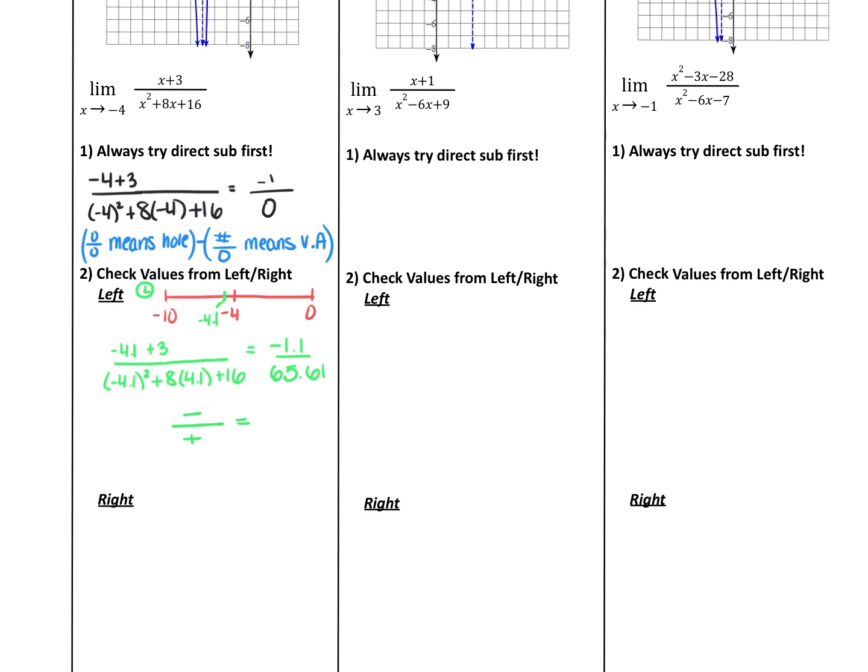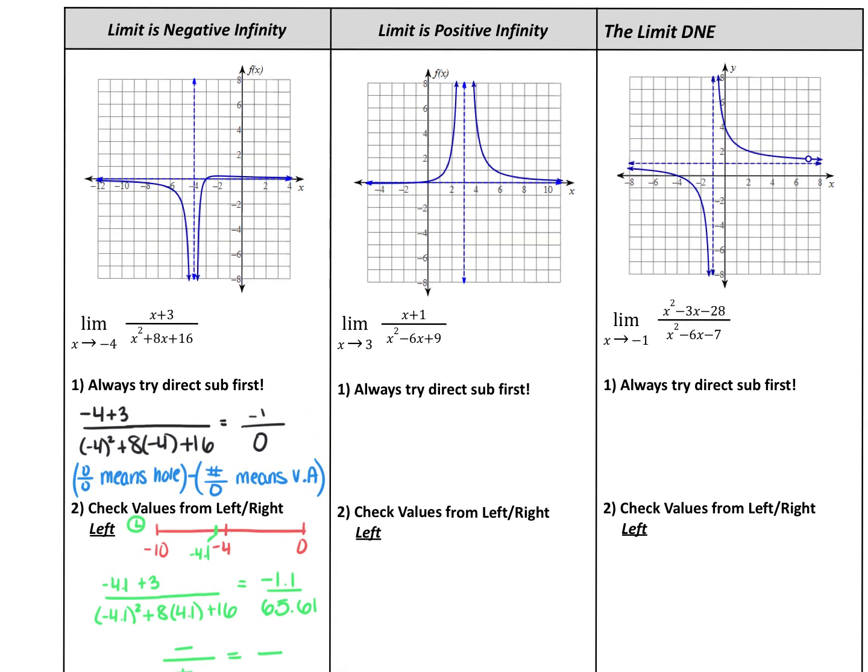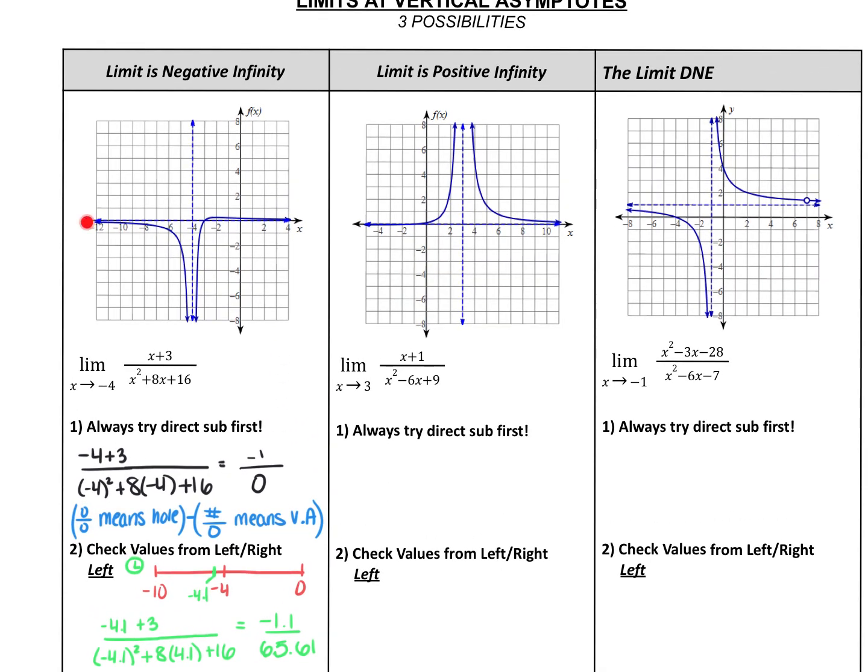So therefore, let's go back. A negative divided by a positive is a negative, therefore my answer will be negative infinity. It doesn't actually matter what the number is, it just matters what the sign is at the end. Let's go ahead and confirm that. We're going in from the left. Here's the left side of the graph, and yep, we're approaching negative infinity.